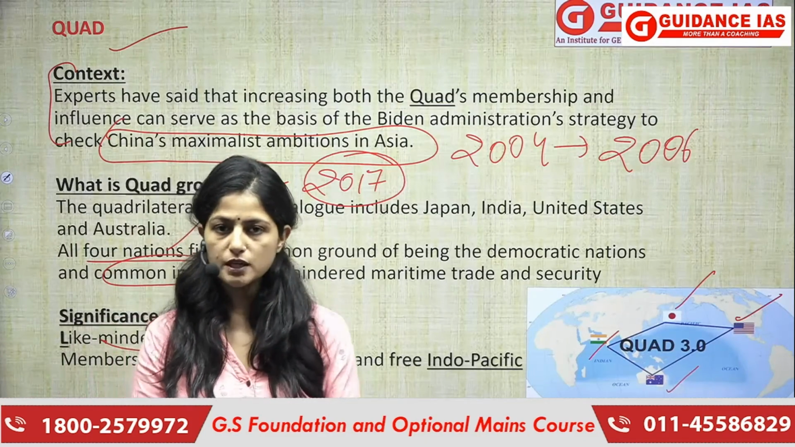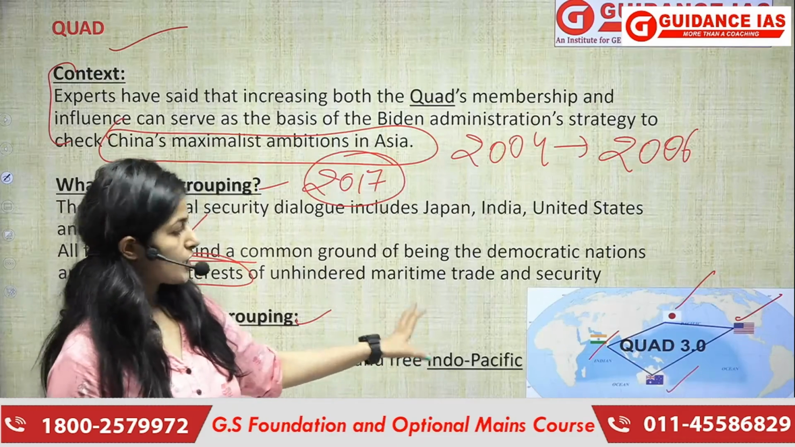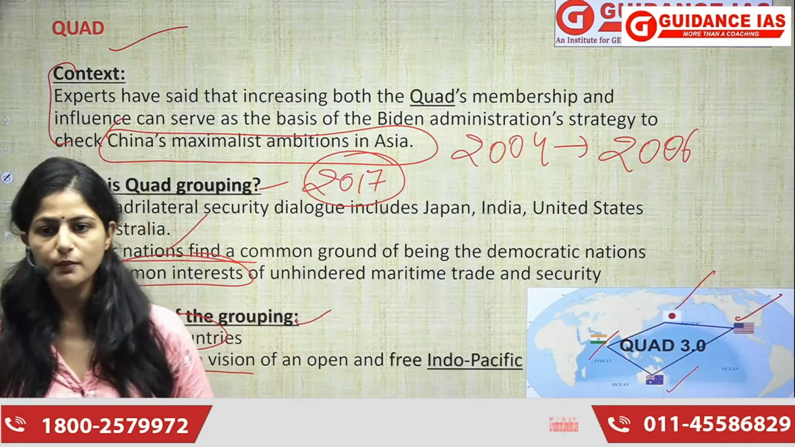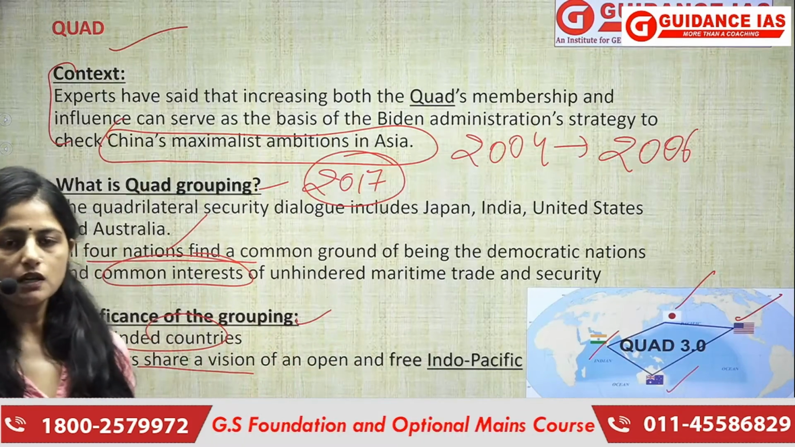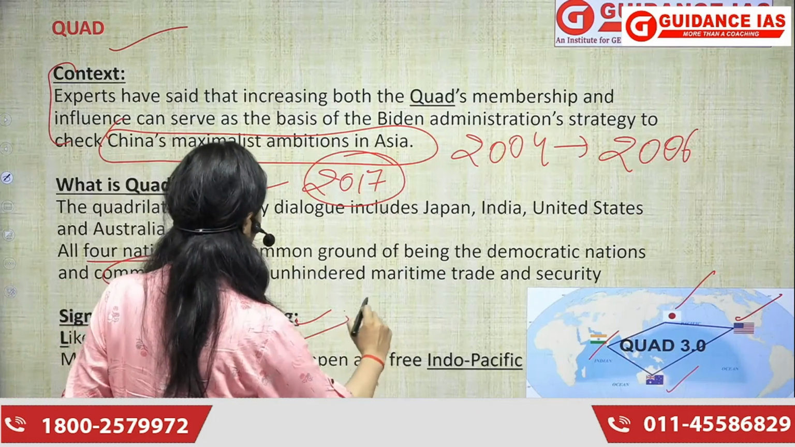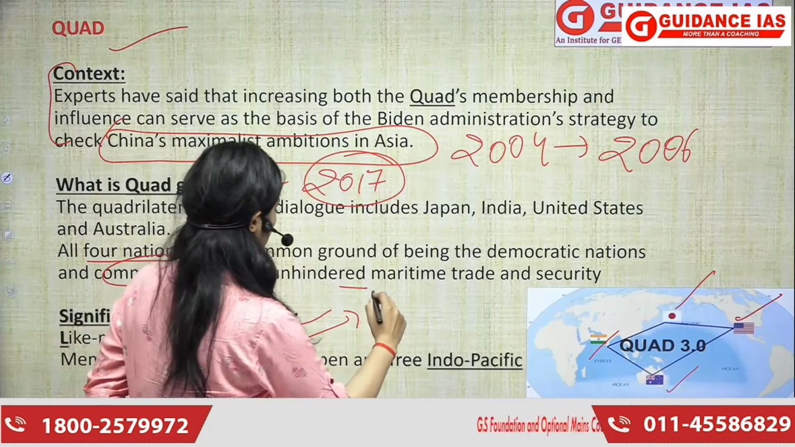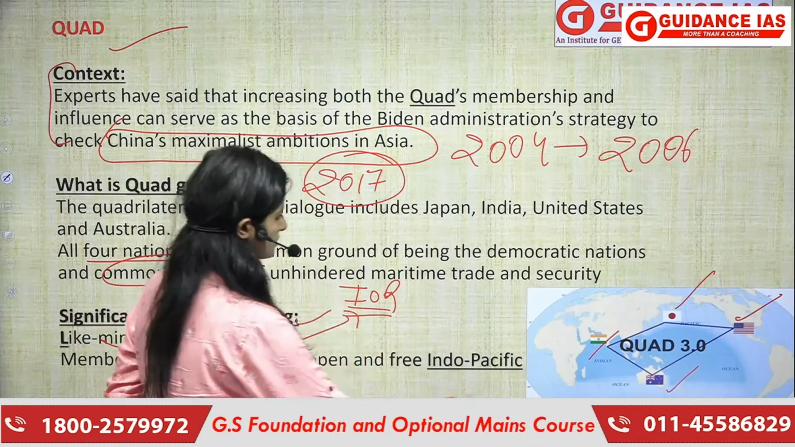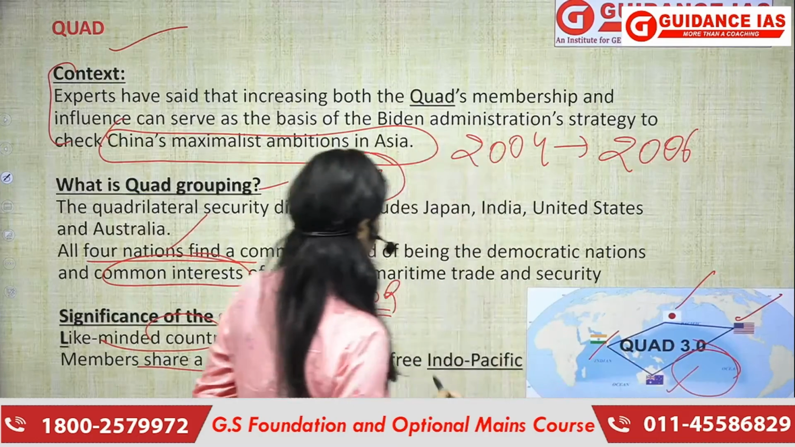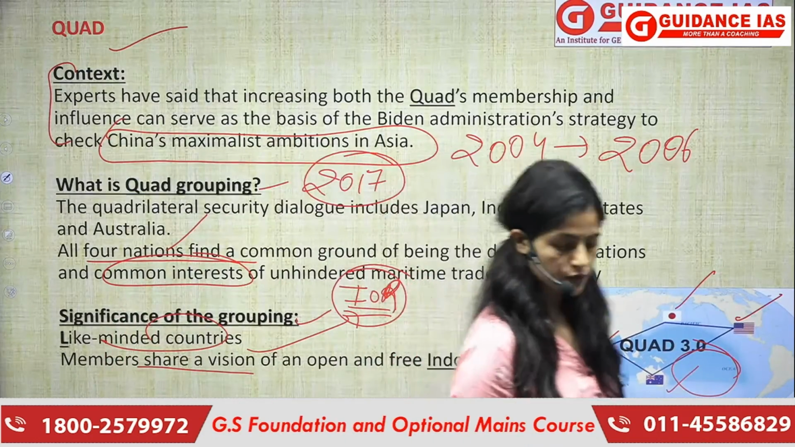And we do not talk about China directly in this group, but definitely we are giving an indirect indication to China that we 4 countries, we all are here to protect this region and to provide security to this Indian Ocean region.